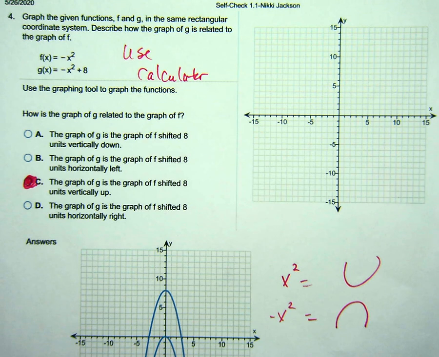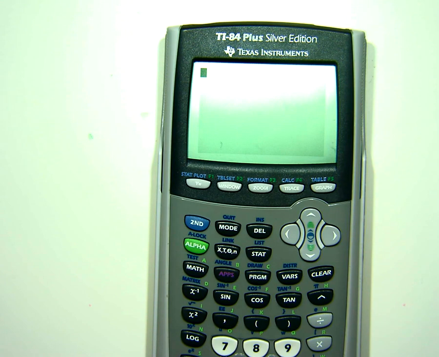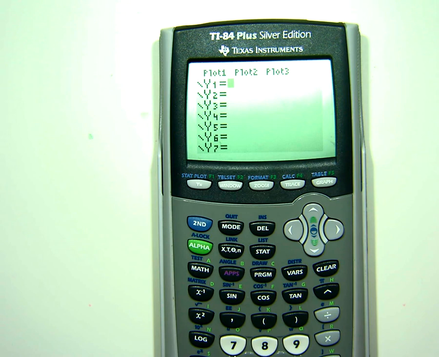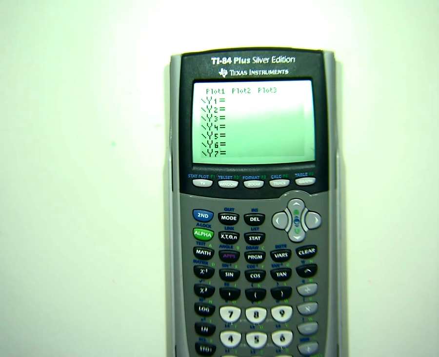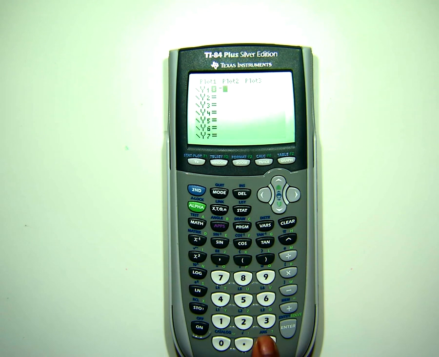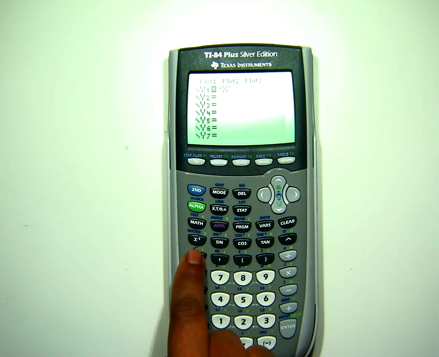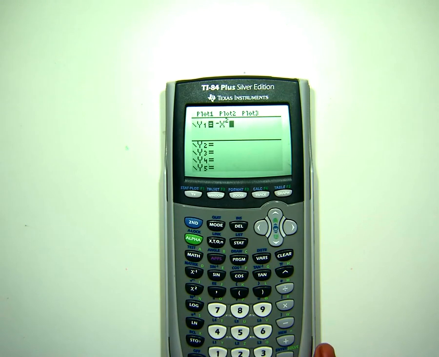But seeing is believing. So here's your calculator. Once I put it on, I'm going to hit my Y equal key and hit clear, if by any chance you have anything up in here. Your f of x is going to be negative. Make sure you know that your negative is not the same thing as your minus. So here goes negative, here goes your x, and here goes squared. And I'm going to hit enter.